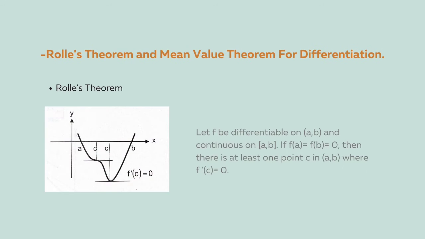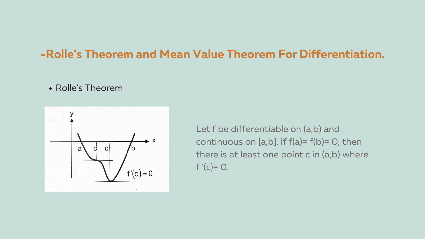Next is Rolle's theorem and mean value theorem for differentiation. So for Rolle's theorem, let f be differentiable on (a, b) and continuous on [a, b]. If f(a) is equal to f(b) is equal to 0, then there is at least one point c in (a, b) where f prime c is equal to 0.